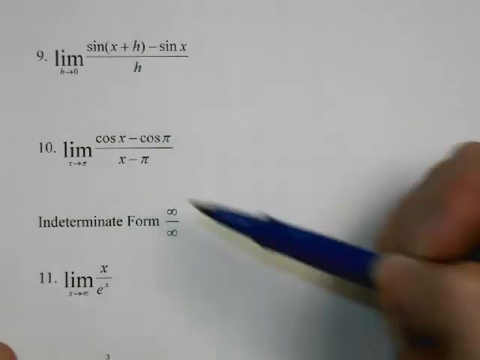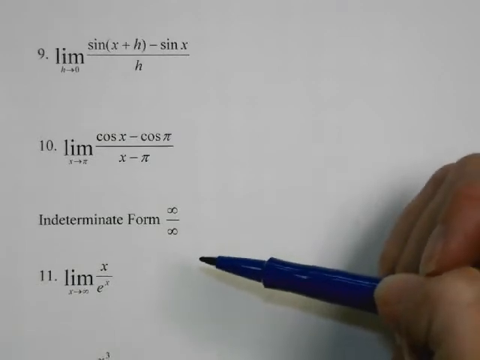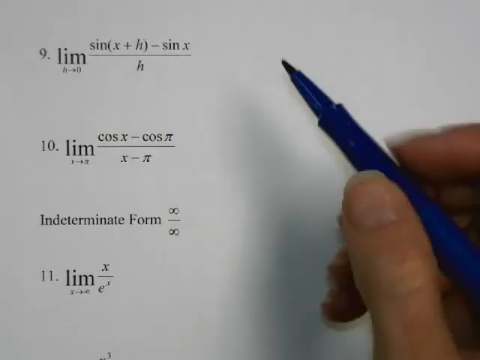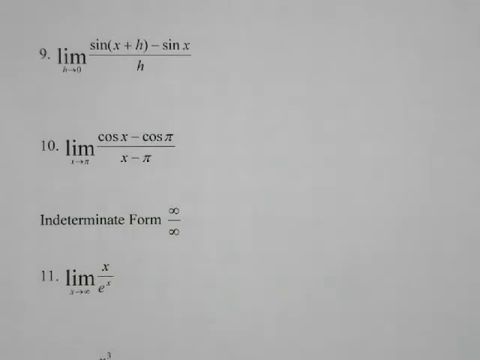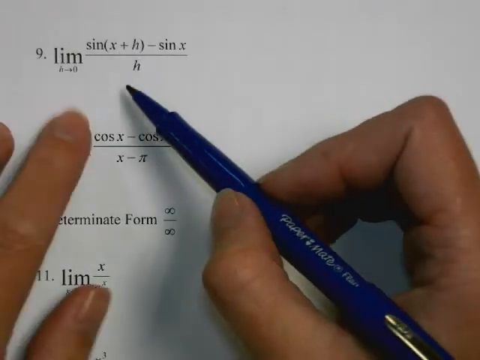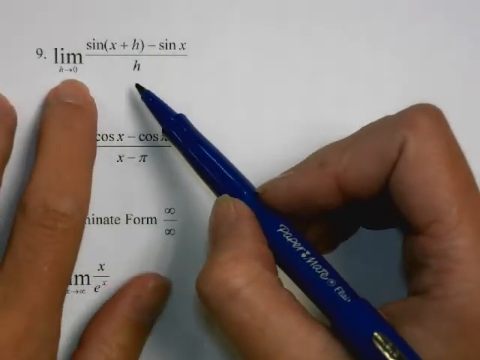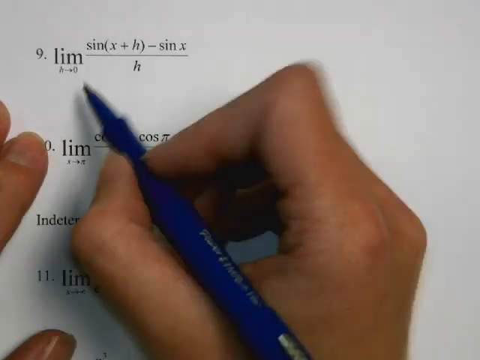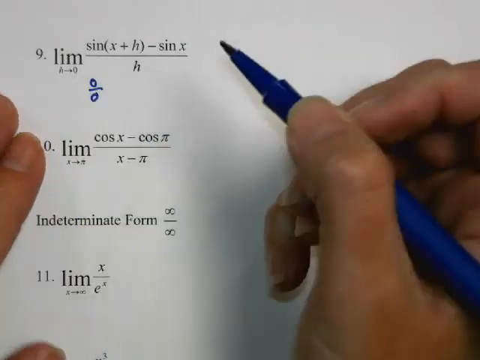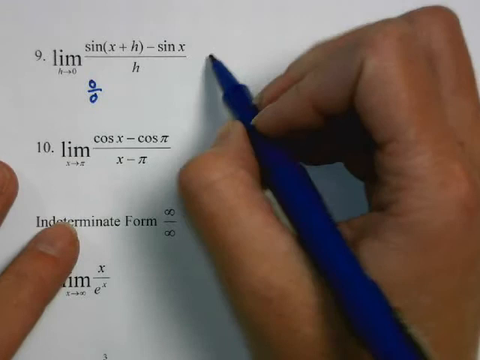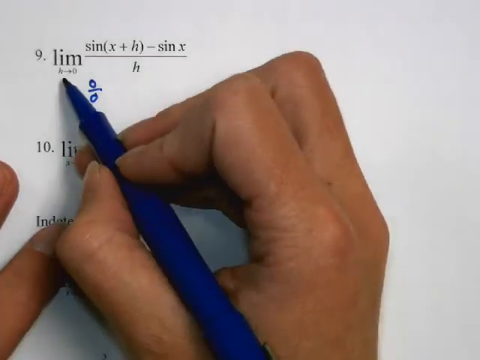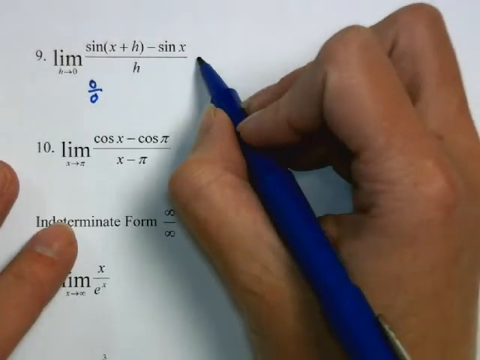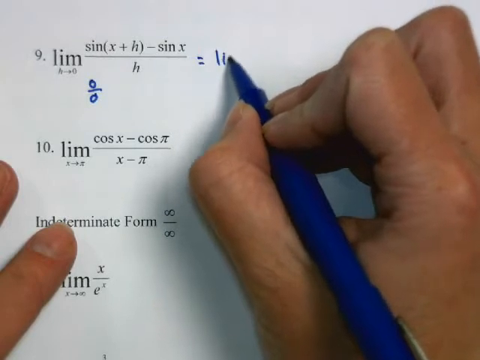Okay, hopefully you understand this is the definition of a derivative. But we're still going to use L'Hopital's rule. So if I plug in 0 for h, we have sine of x minus sine of x, which is 0 over 0. So this is the indeterminate form. So I'm going to take this derivative with respect to h because that's my variable.